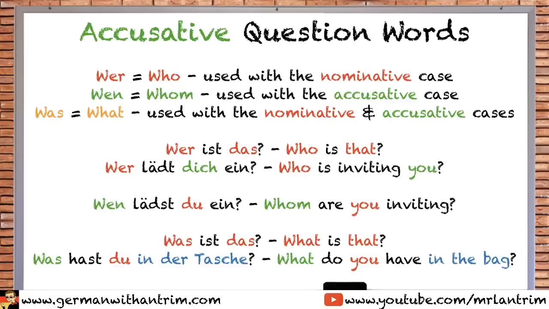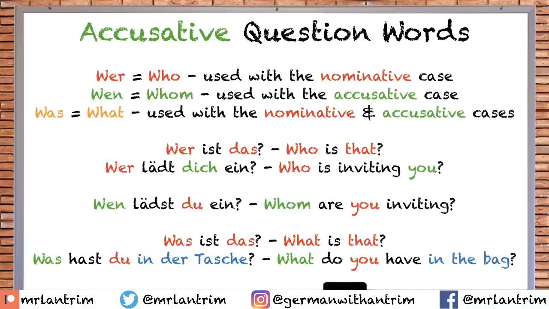And then the last one, we have an example of the word was being used in the nominative case. Was ist das? What is that? Was is the subject of that sentence. And then also being used as the accusative object, was hast du in der Tasche? What do you have in the bag?